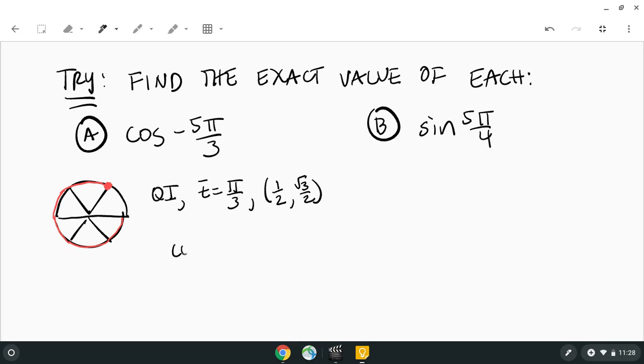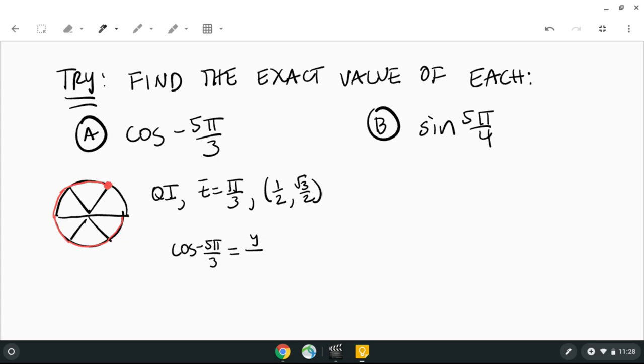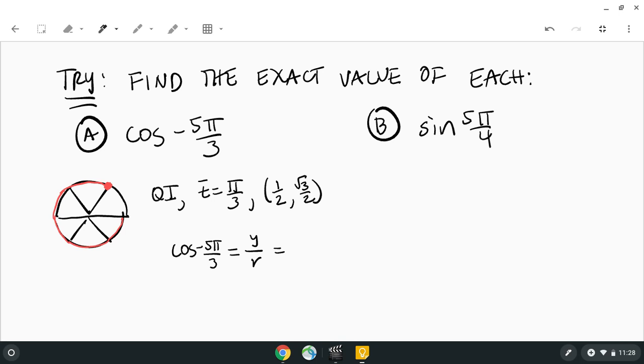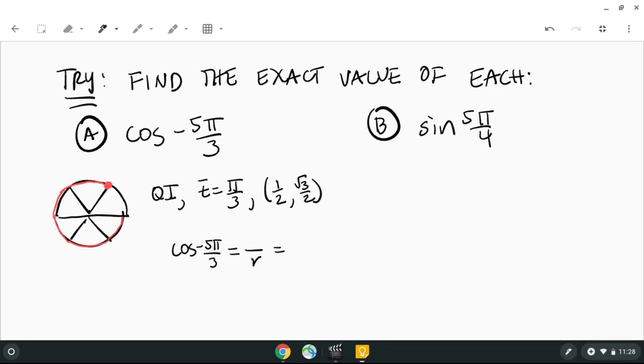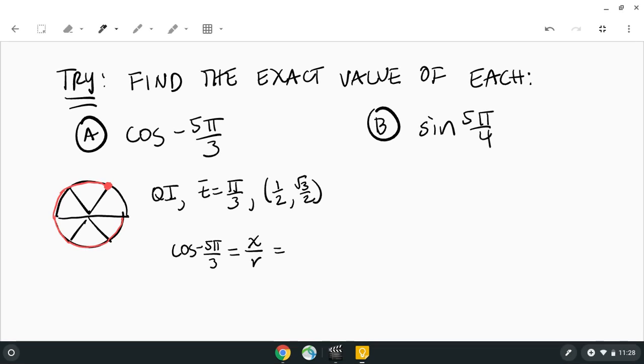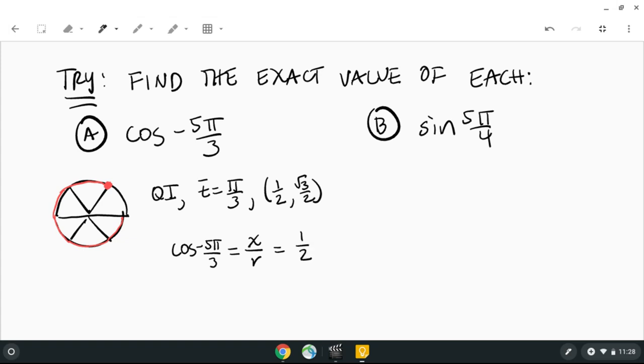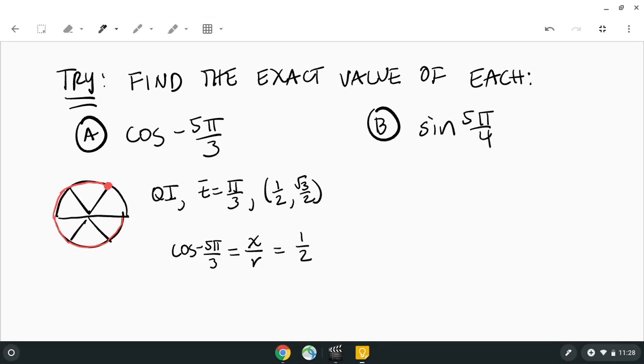Cosine of negative 5 pi over 3 is going to be my x value over r. Not y value, x value over r. So that is going to be 1/2 over 1, because my radius is 1. Okay, and that's it. Now, sine of 5 pi over 4.